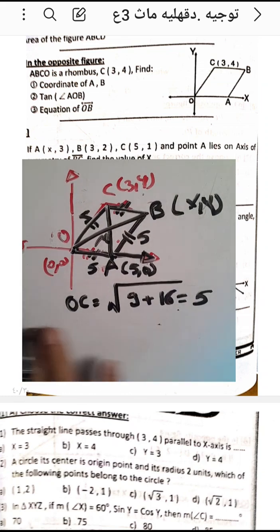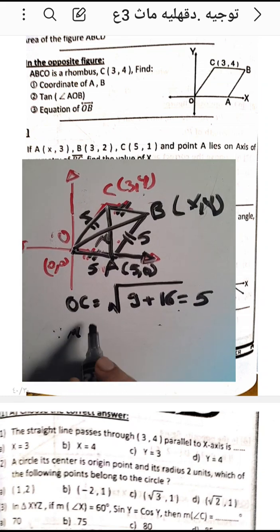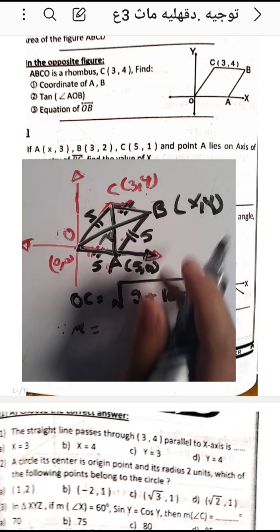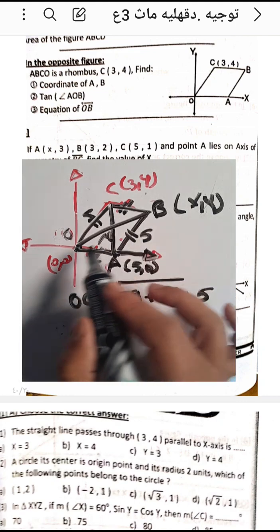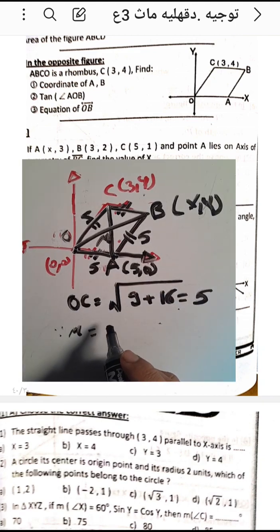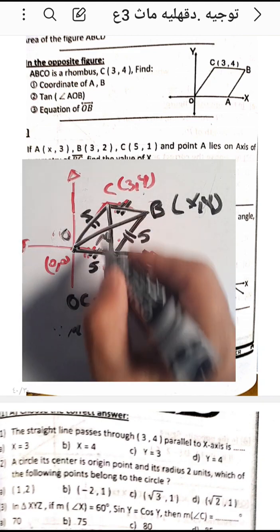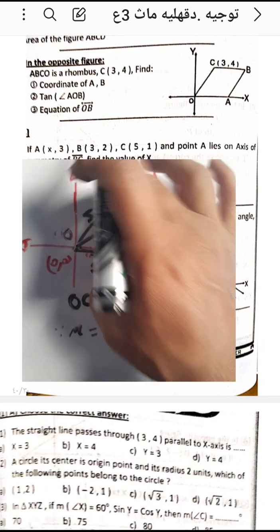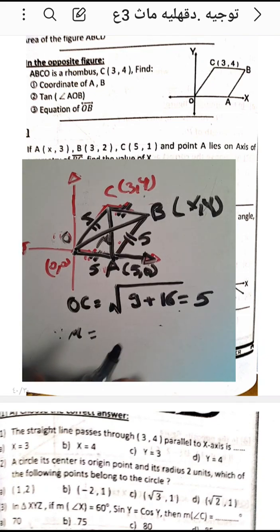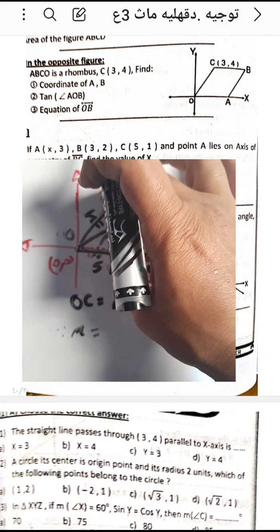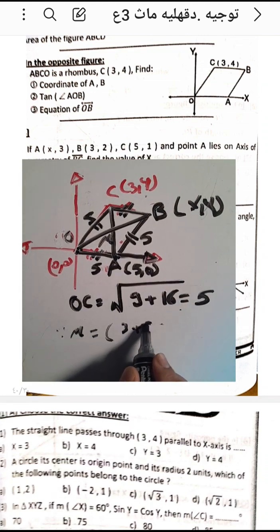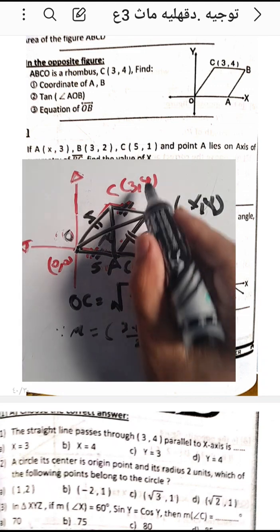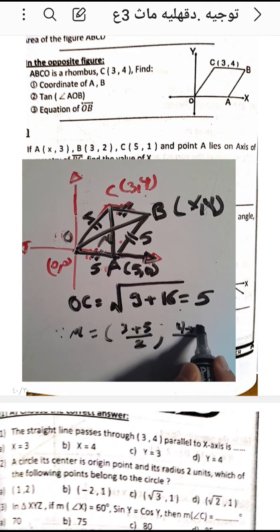Such that M is equal between B and O. We can write X plus 0, and CA. M lies between C and A and O and B. Then M, the midpoint between C and A, we can write 3 plus 5 over 2 and 4 plus 0 over 2.